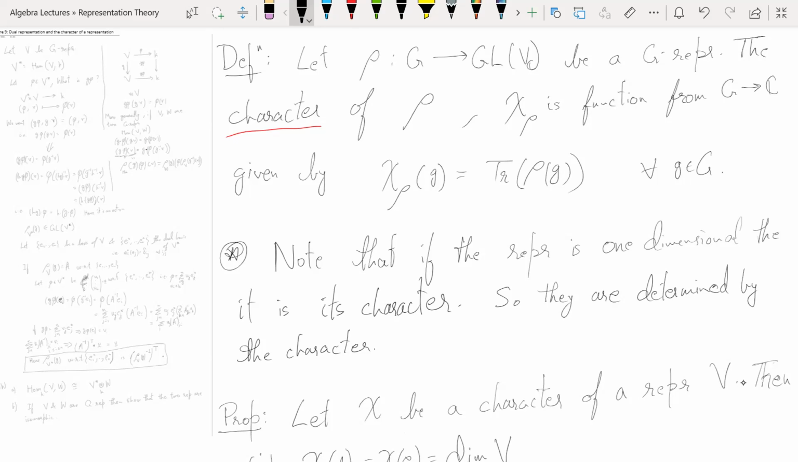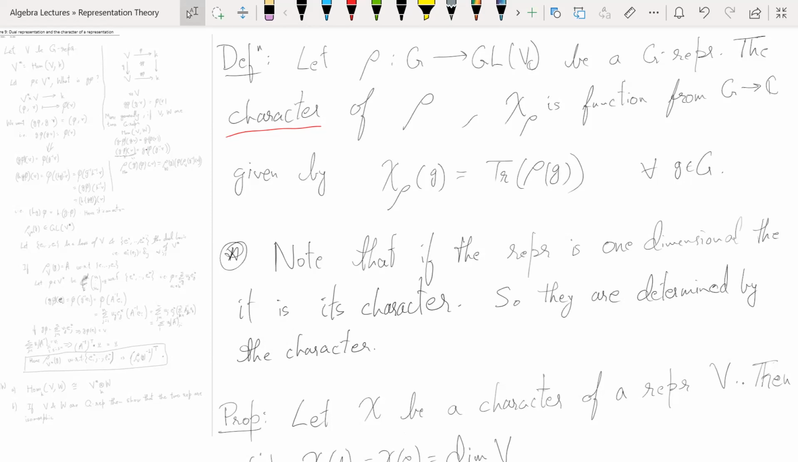So then of course there is no difference between the character and the representation. In the one-dimensional case, it's obvious that the character is not just an invariant, it's the whole thing. The representation is determined by the character itself. This is true more generally.